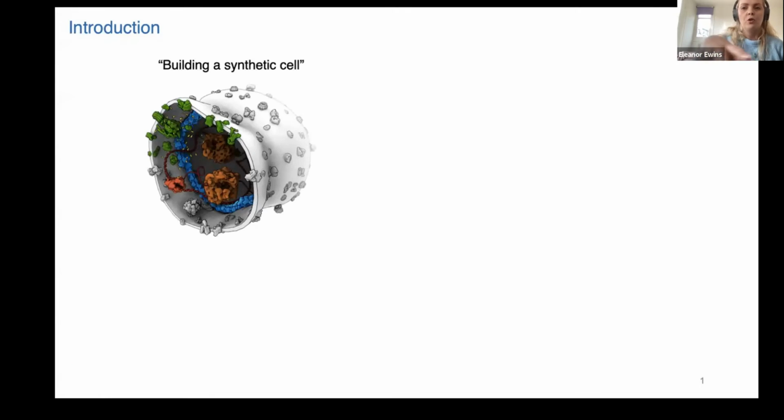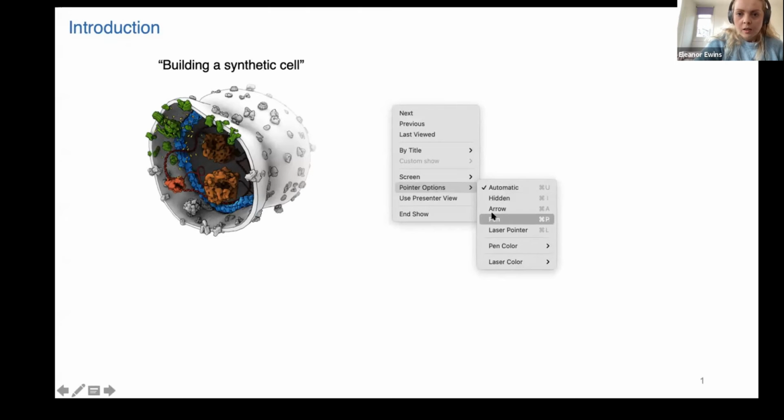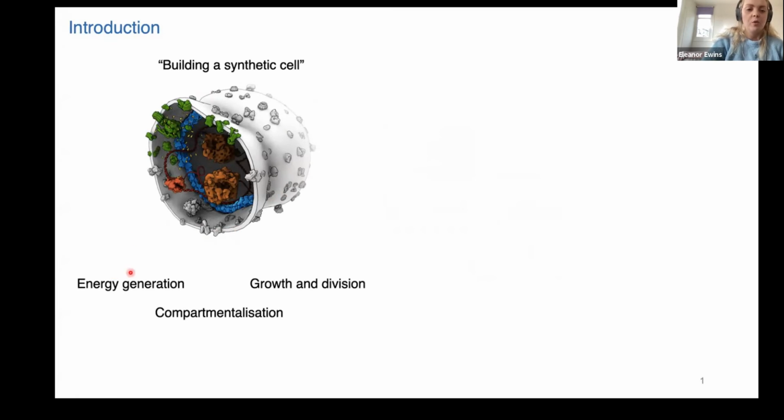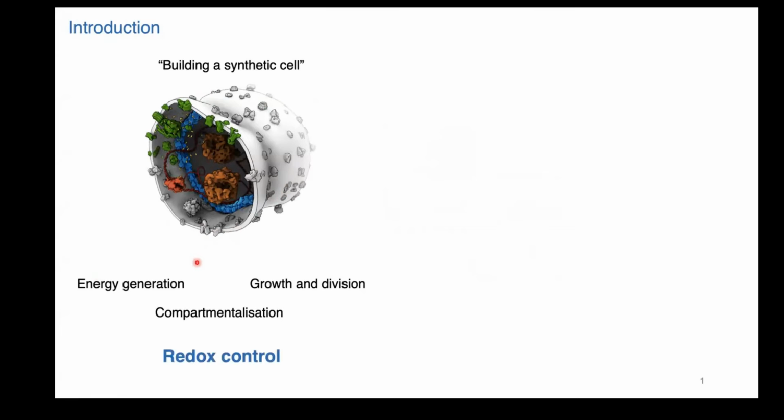The way we have approached this project is in the context of building a synthetic cell. And one might imagine that when you are constructing a synthetic cell, there are certain aspects of a real cell that you might want to consider and include, such as energy generation, compartmentalization, among others. The aspect that we are exploring here today is the ability to control the redox state of the cell.